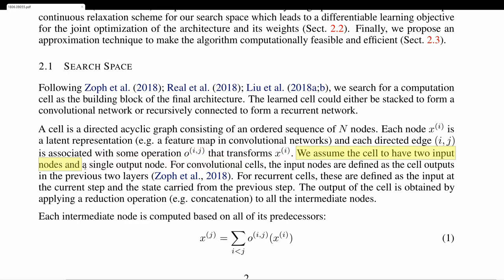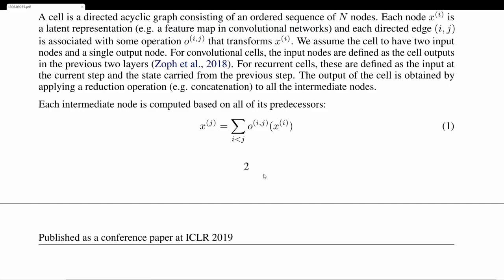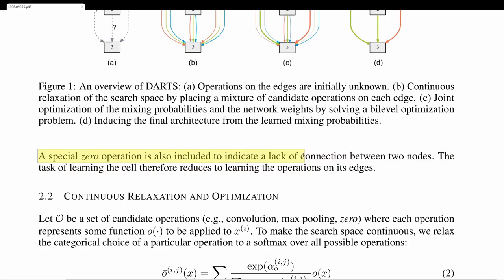For convolutional cells, the input nodes are defined as the cell outputs in the previous two layers. For recurrent cells, they are defined as the input at each current step and the state carried from the previous step. The output of the cell is obtained by applying a reduction operation, for example a concatenation of all the intermediate nodes. Each intermediate node is computed based on all of its predecessors. So xj is the sum over all i less than j of some operation applied to xi. So node 3 can depend on 0, 1, 2, all of these. A special zero operation is also included to indicate the lack of connection between two nodes. The task of learning the cell therefore reduces to learning the operations on its edges.